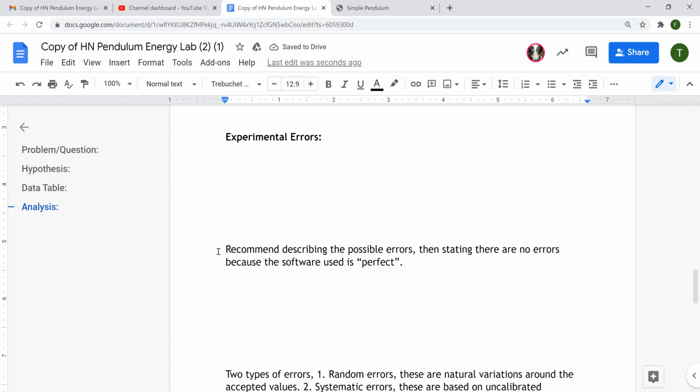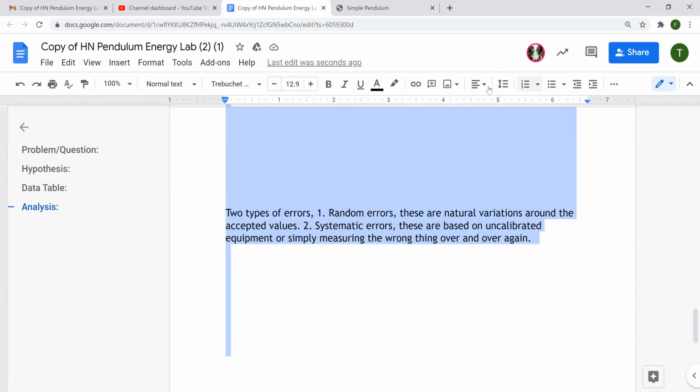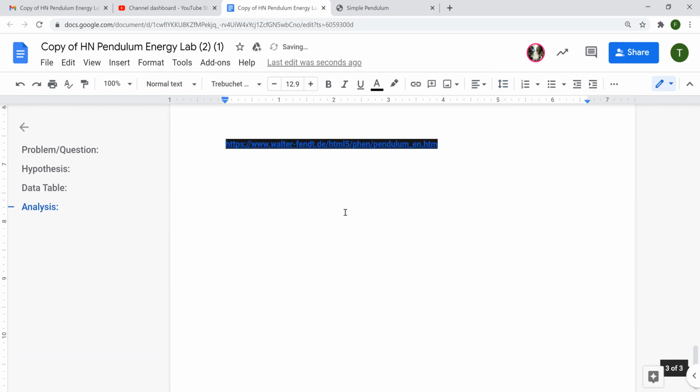Okay. There's also other things you're supposed to do in here. I don't know why there is so much space. Let me see if I can clear this up. This is unbelievable. Remove space before paragraph. Okay.